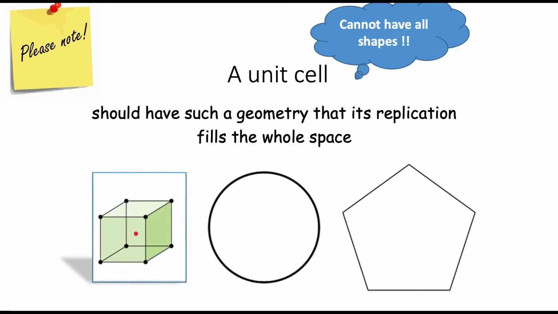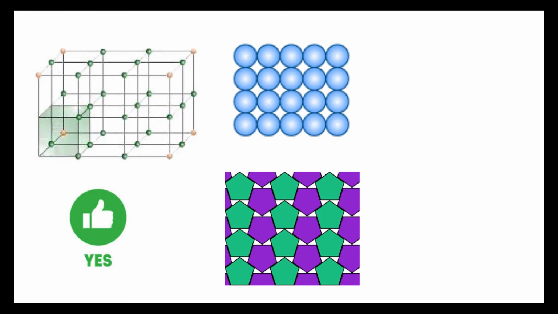A cube, a sphere or a pentagon? Of course, a cube can be arranged in space without any voids. But what about a sphere and a pentagon? There will be voids. Hence, a unit cell can never assume a spherical shape or a pentagonal shape.